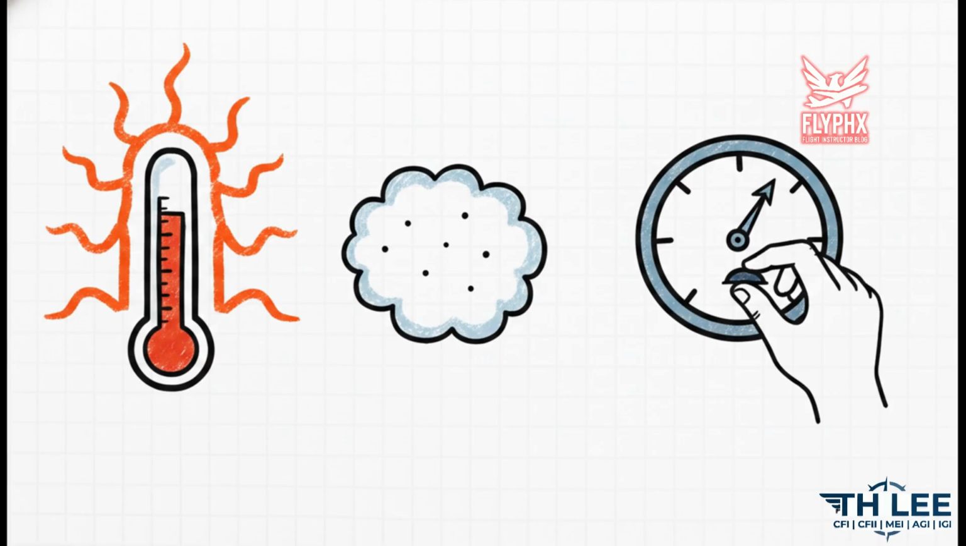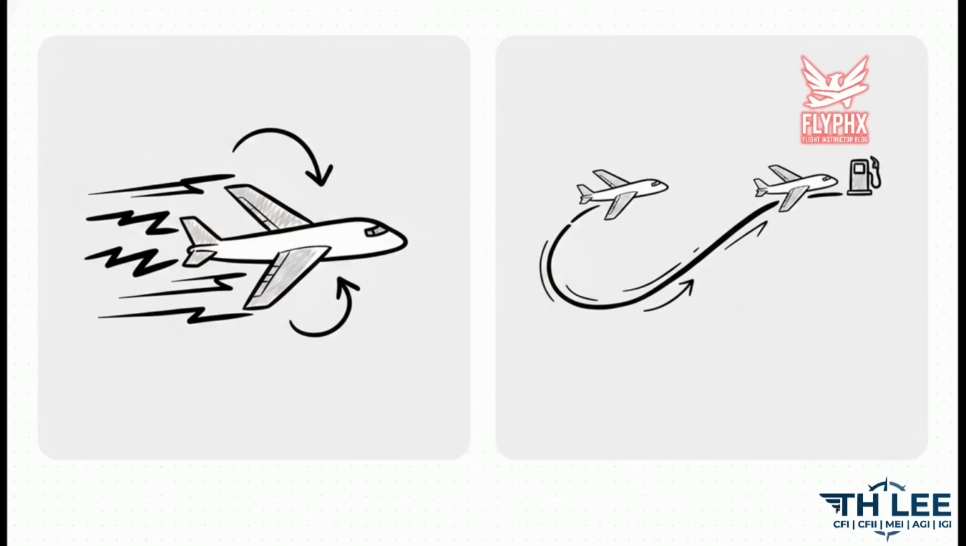Warmer air is less dense, and when air density drops, your engine performance drops right along with it. So you physically have to push more manifold pressure into the engine just to get the exact same horsepower. With your power set, you're faced with a strategic choice regarding your fuel mixture. Do you want speed or do you want savings?